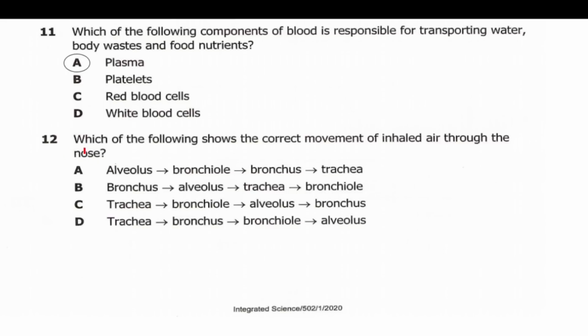So 12 reads, which of the following shows the correct movement of inhaled air through the nose? Inhaled air here is just air breathed in. So how does air move when you breathe in through the nose? It has to move from the trachea, bronchus, bronchioli, then it goes to alveoli. So the answer here is D.